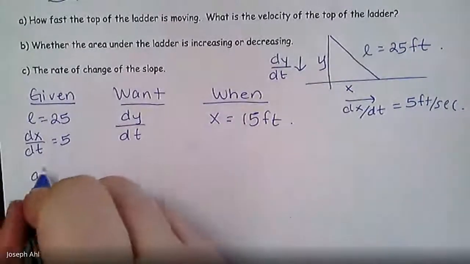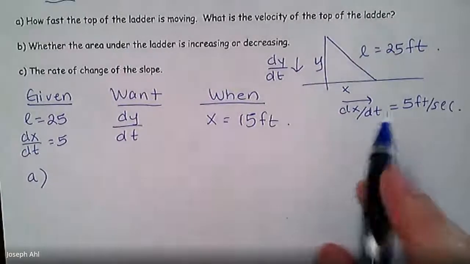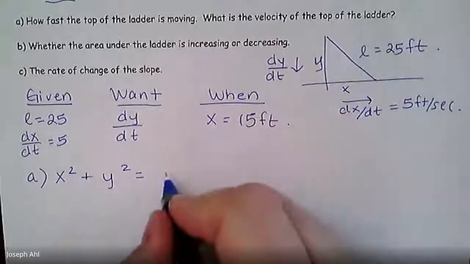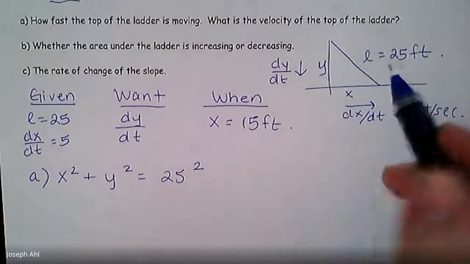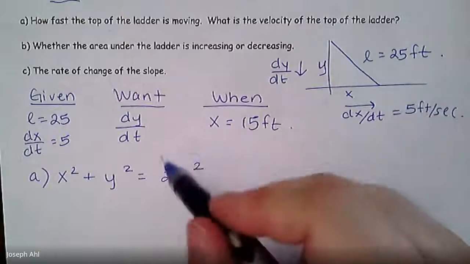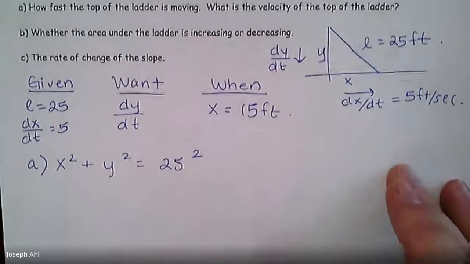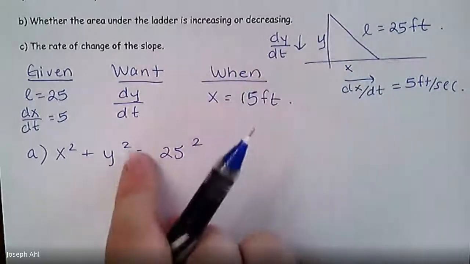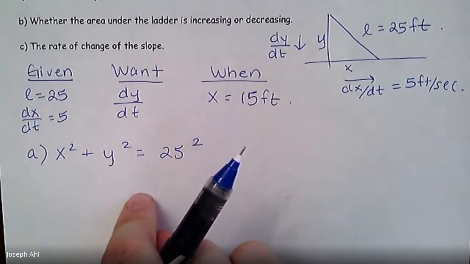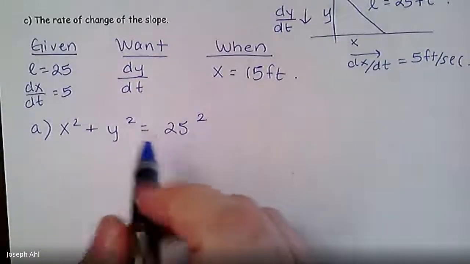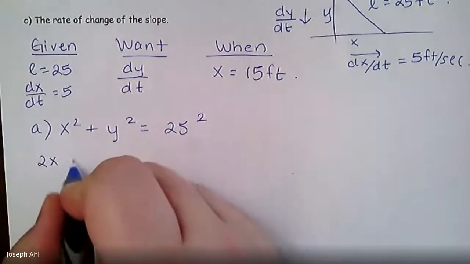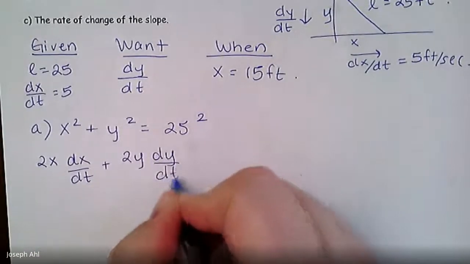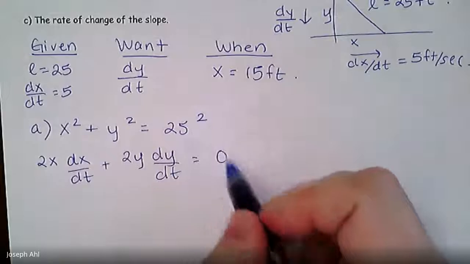All right, so to answer part A, we're going to set up some Pythagorean theorem, right? We would get x squared plus y squared is equal to the ladder squared, which is 25 squared. And that ladder definitely is not going to change its length, so we can substitute in 25 squared there. We don't have to call that L squared. But remember, we can't sub in x equals 15 until we've actually found the derivative of this equation. So the derivative with respect to time would be that chain rule step: 2x dx/dt plus 2y dy/dt is equal to 0 on this side, derivative of a constant.